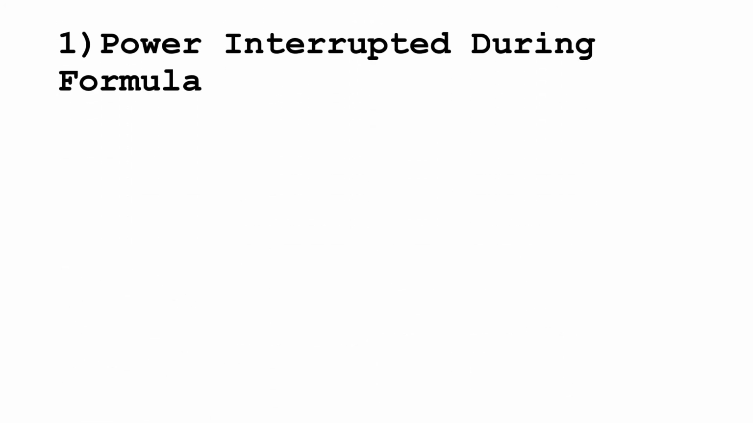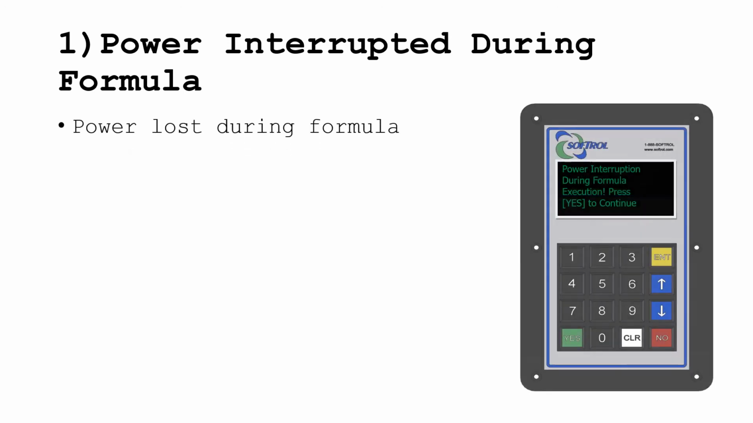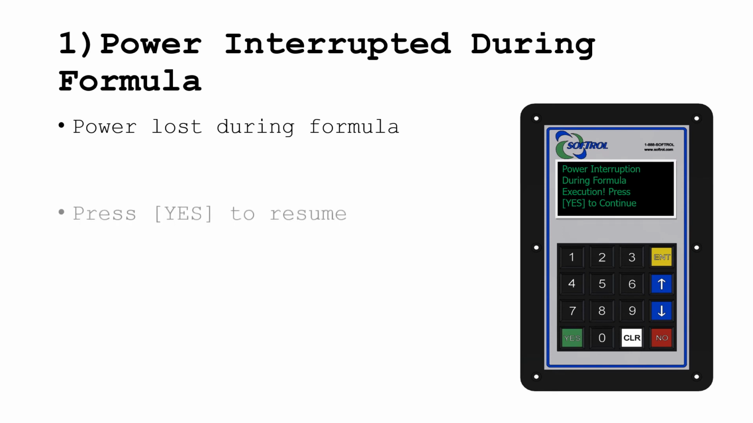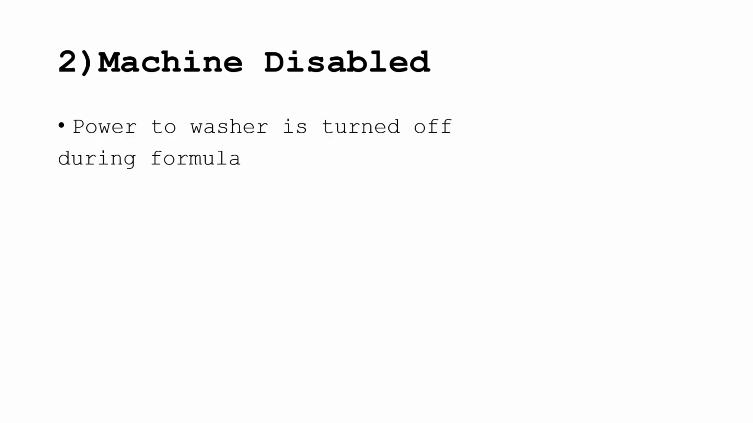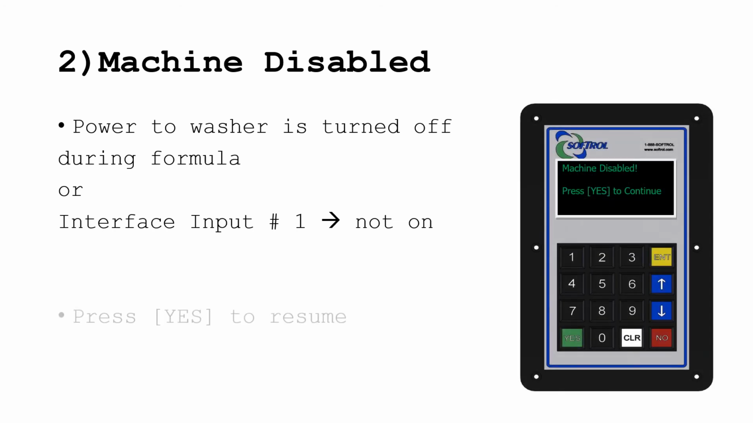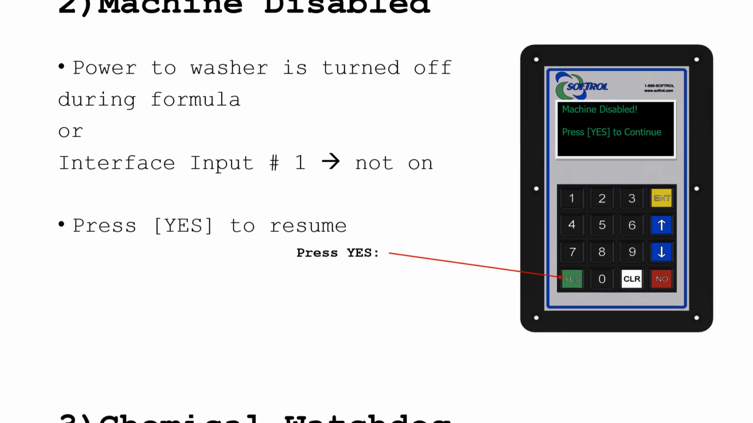1. Power interrupted during formula. When the power is lost to the interface while running a formula, the machine will display this error. Press the Yes key to resume the formula. 2. Machine disabled. When the power to the washer is turned off while the interface is running a formula or the input number 1 of the interface is not on, the machine will display this error. Press the Yes key once the washer is powered.